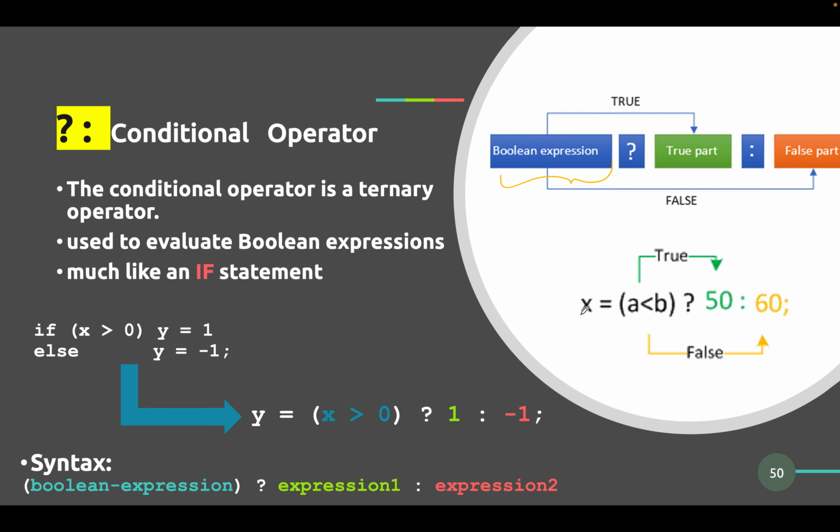So for example here, if A is less than B, this is the Boolean expression. If it results in true, then X will be 50, the value stored in X, and if it was false, it will be 60. So this expression has three parts. This part is the Boolean expression, this is what happens if the result of the Boolean expression is true, and here is the result if the Boolean expression is false. So here it shows you the syntax.